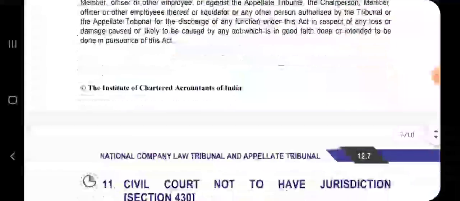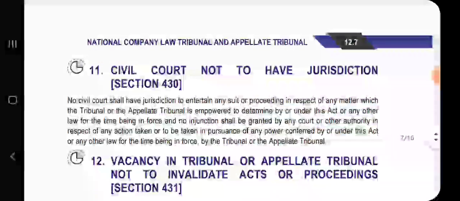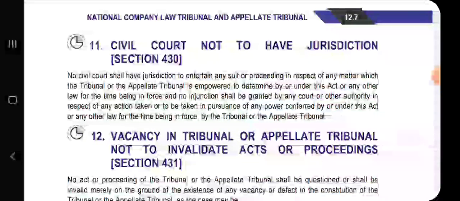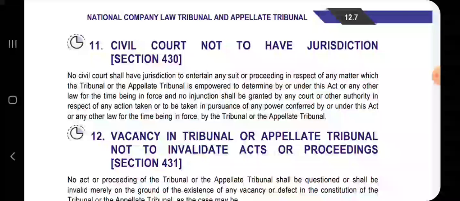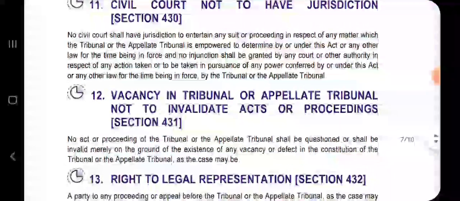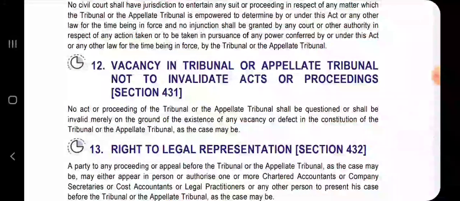So section 428 is also done. And then comes section 430, civil court not to have jurisdiction. This point you will be seeing in almost all the acts, because civil courts will not interfere in the proceedings of tribunal and appellate tribunal. You can even see this act is having overriding effect over all the acts. So these are the general points which you can note down and use whenever necessary.